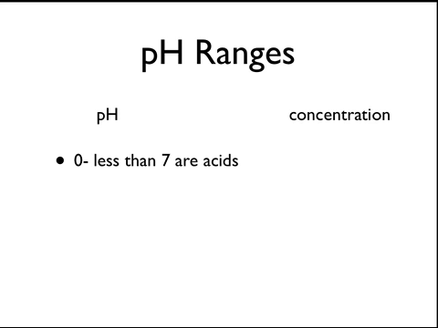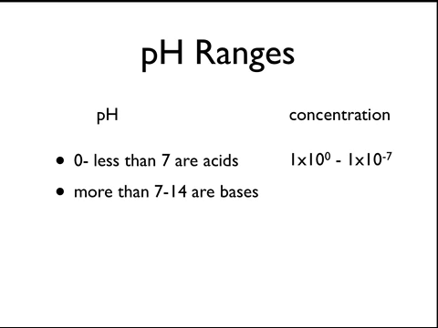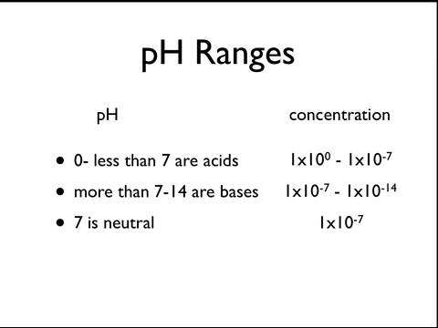From 0 to a number slightly less than 7, we will call those acids on the pH scale, and the concentration will be 1 × 10^0, all the way up to just before 1 × 10^-7, which would be neutral. So 1 × 10^-6, -5, -4, and so on. All those concentrations have a pH between 0 and 7, and those are acids. If it's more than 7, all the way up to 14, those are bases. So that'll be up to 1 × 10^-14. Notice the pattern in the exponent. And then 7 is neutral.